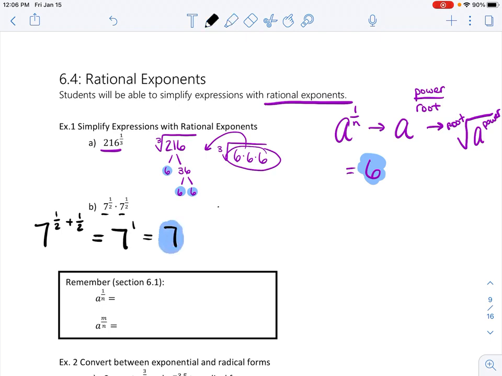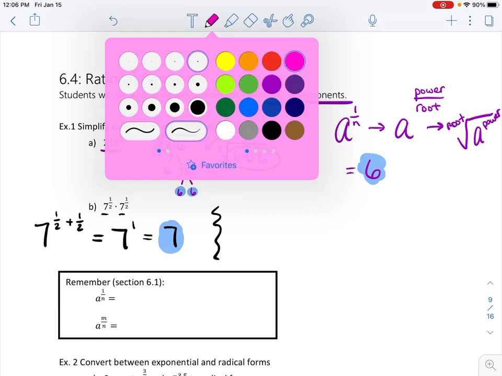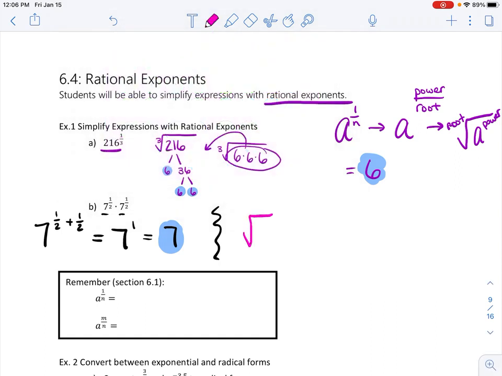The other way is to do it how we just did above. We take the square root of 7 times the square root of 7. Switch them both back into radicals, and then the square root of 7 times the square root of 7 is the square root of 49, which is just equal to 7.